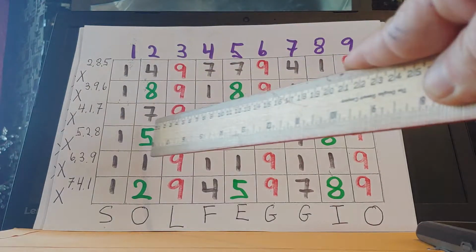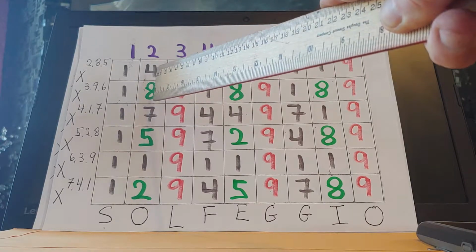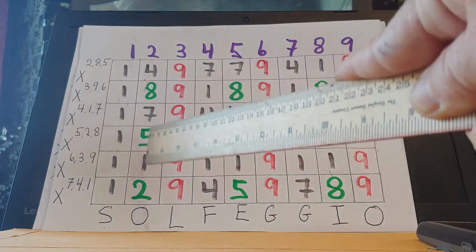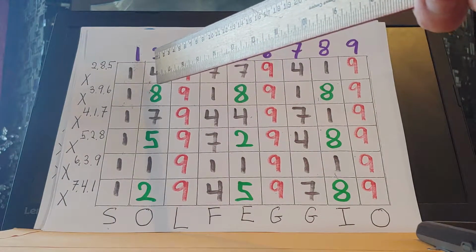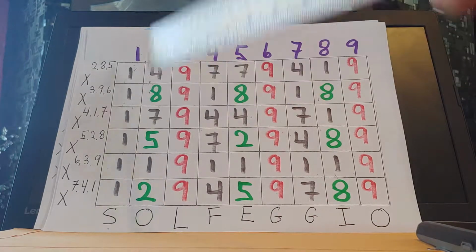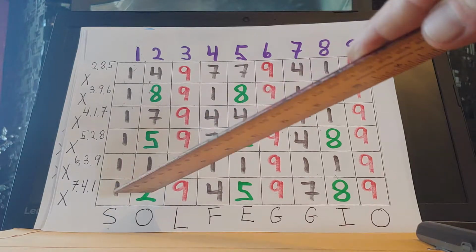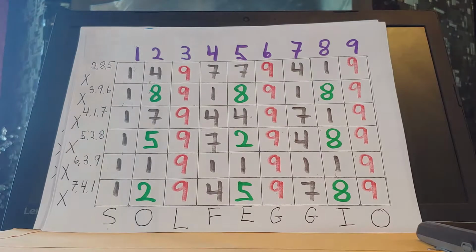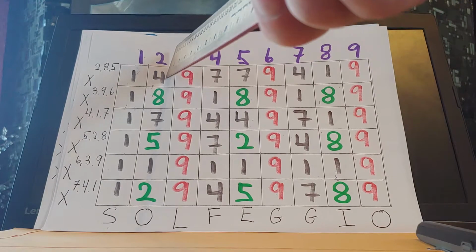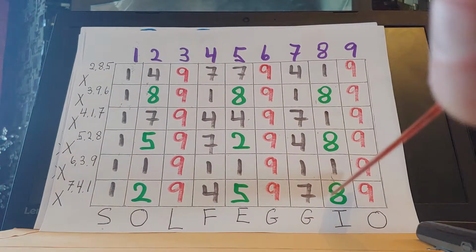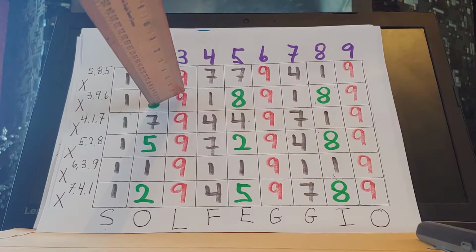4, 8, 16, 32, 64, 128, 256, 512, 1024, 2048, 4096, 8192, 16,384, 32,768, 65,536, 131,072, 262,144, 524,288, and 1,048,576, and then it gets to this one right here, which is 2,097,152, which is the 8 there.